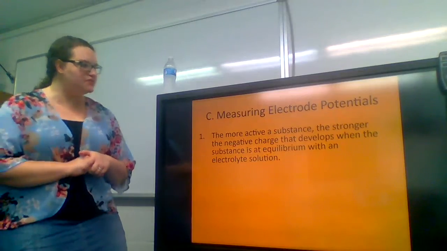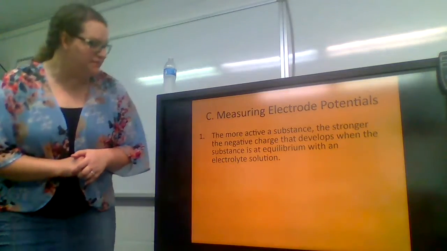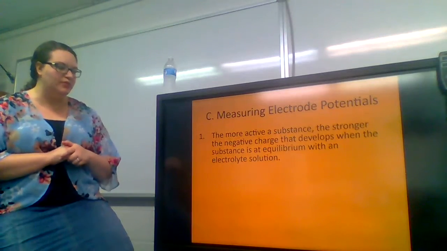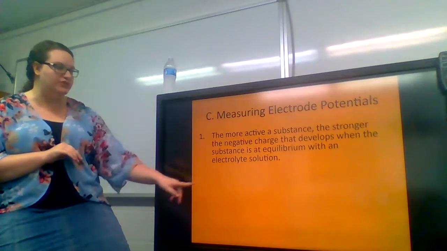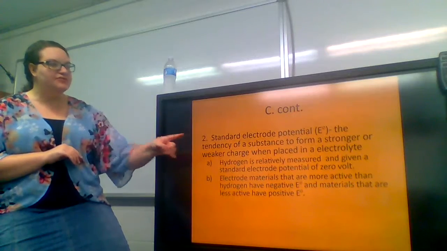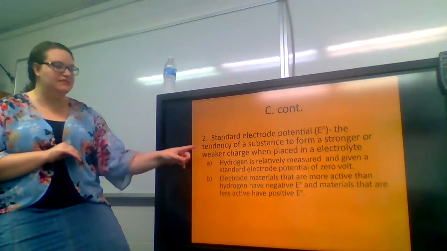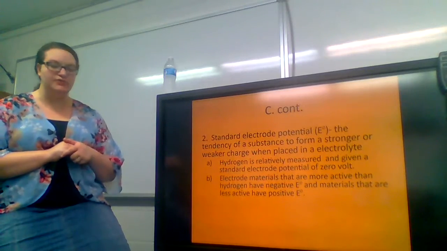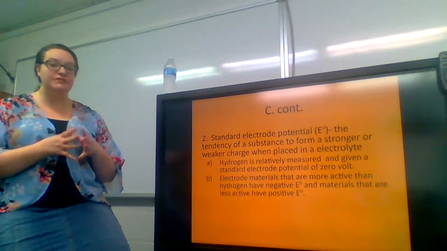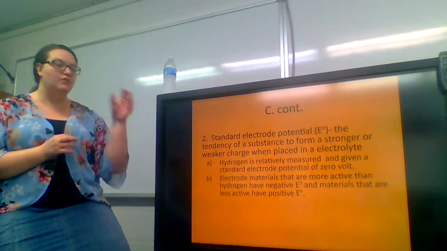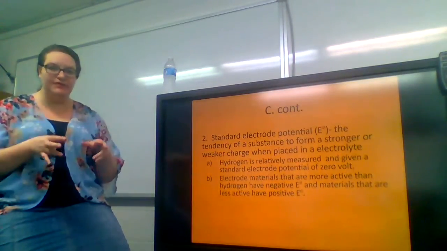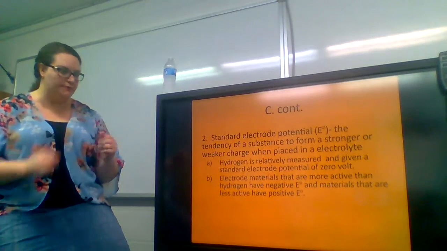Measuring electrode potentials. The more active a substance, the stronger the negative charge that develops when the substance is at equilibrium with an electrolyte solution. So, standard electrode potential. This is the tendency of a substance to form a stronger or weaker charge when placed in an electrolyte. So standard electrode potential looks at whether it is going to create a strong charge or a weak charge when I plop it inside an electrolyte solution.